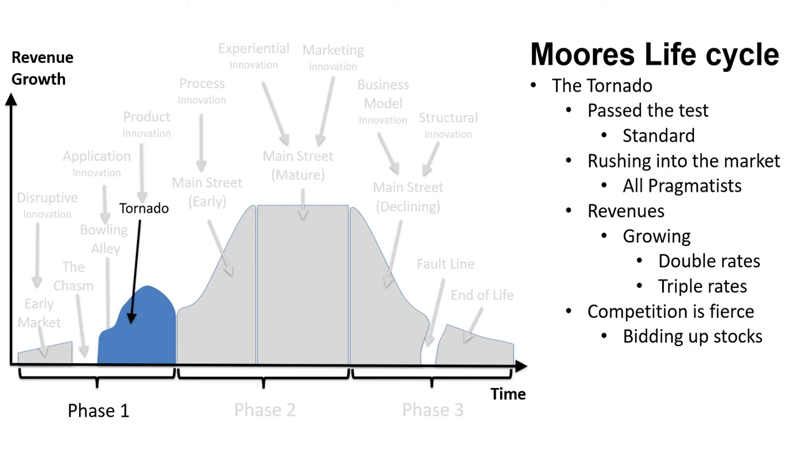Stage 4. The tornado. The technology has passed the test of usefulness and is now perceived as necessary and standard for many applications. All pragmatists hanging back from committing are rushing into the market to ensure they don't get left behind. Customers of many types from many fields are making their first purchases of the technology, and revenues are growing at double or even triple digit rates. Competition is fierce, with investors bidding up the stock of every company that participates in the category.